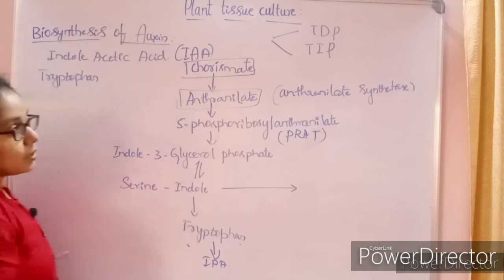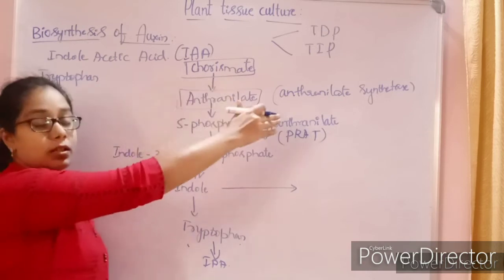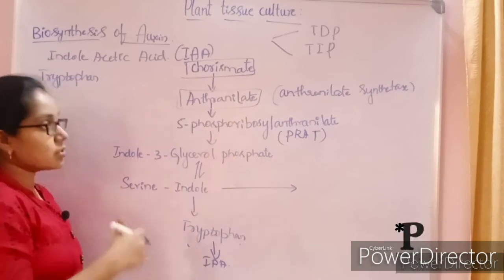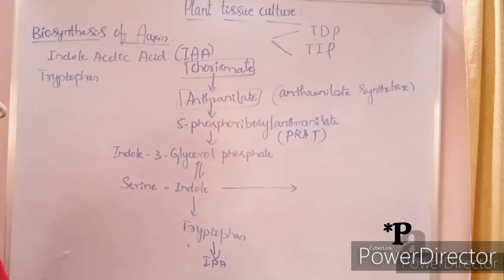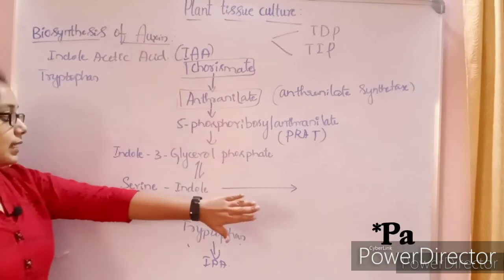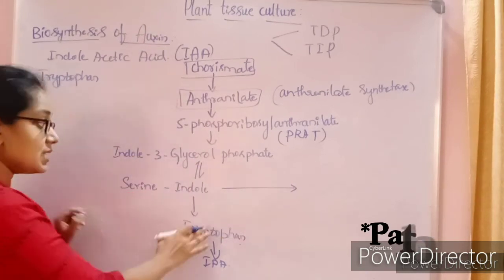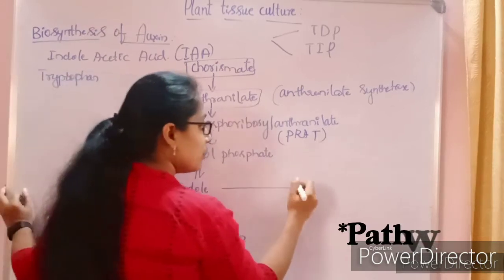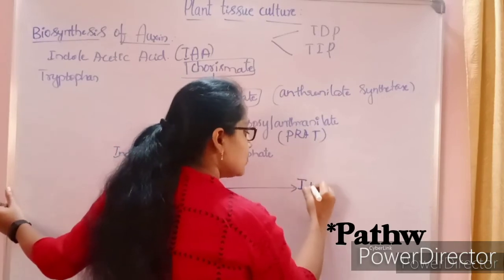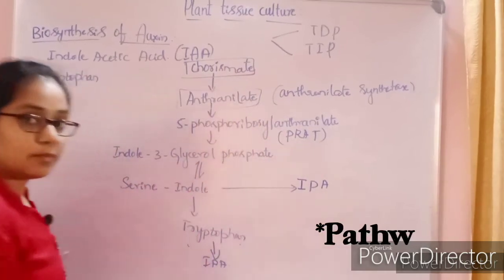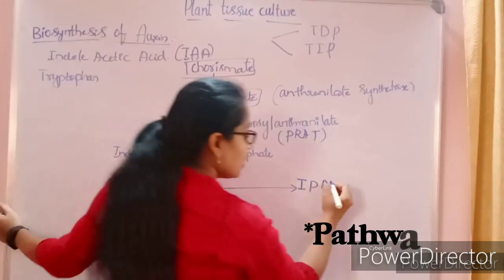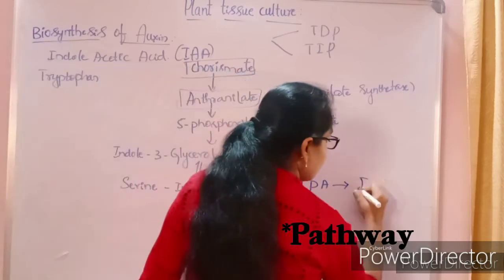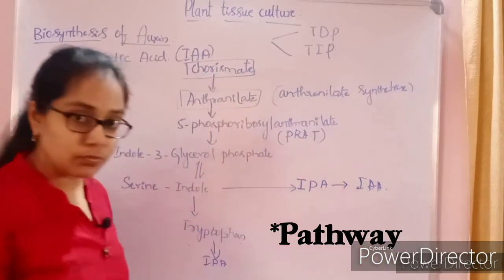You getting? So here itself I'll explain the tryptophan independent pathway. So in the independent pathway, what happens? The steps will be the same till indole. Here what happens? Indole, instead of producing tryptophan, has the capability of producing indole 3-pyruvic acid. Okay, so it is an intermediate compound, and this indole 3-pyruvic acid gets converted into indole acetic acid.